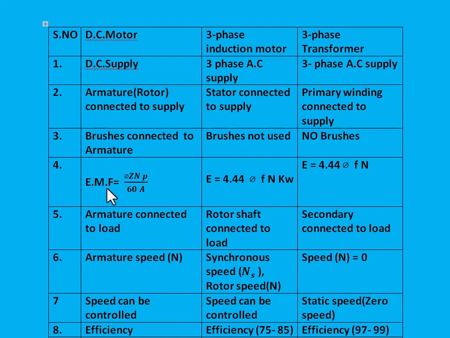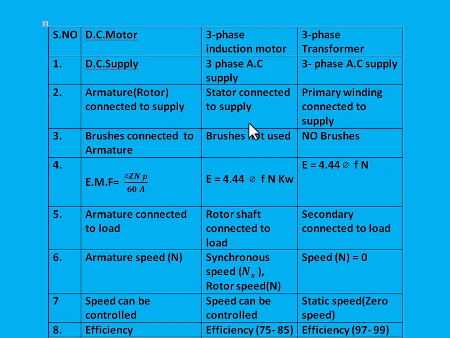In a DC motor, the back EMF is equal to φZN by 60 into P by A. Here φ means the flux and Z is the number of conductors and N is the speed of the motor and P is the number of poles and A is the number of parallel paths.